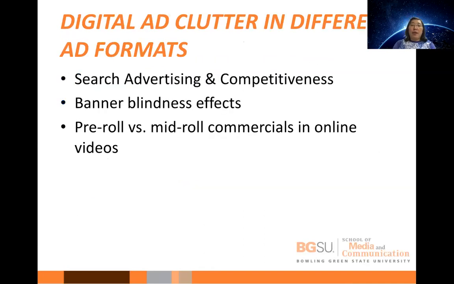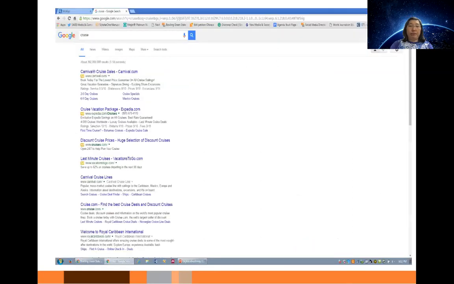So let me explain a little bit about digital advertising clutter in different ad formats in more detail. There are three types of online interactive advertising. One is search engine advertising and how it relates to competitiveness. So let's look at this first one. This is the Google advertisement. And you can soon see that a Google advertisement is different from others because they basically show like a search listing result. They just have the ad logo in it.